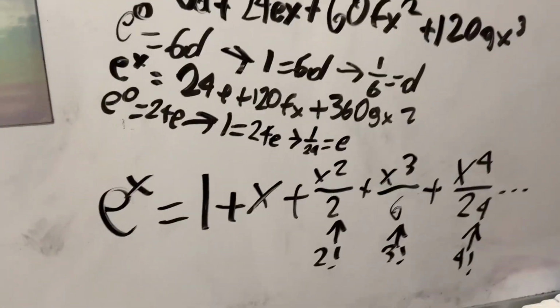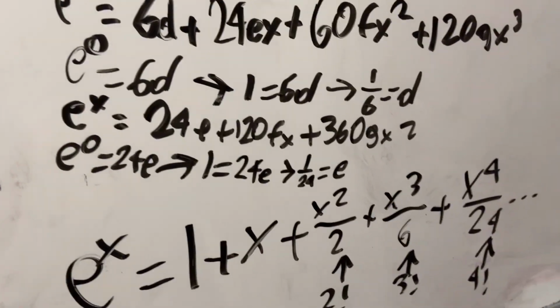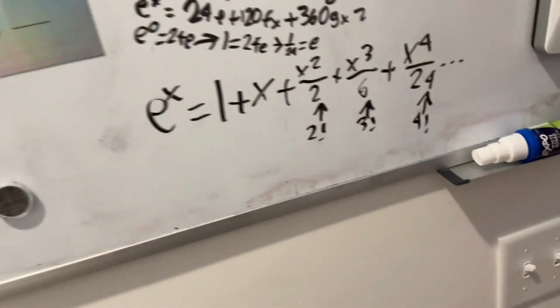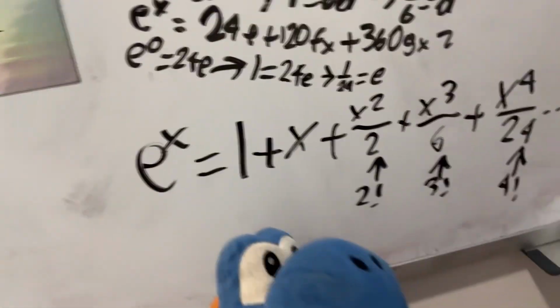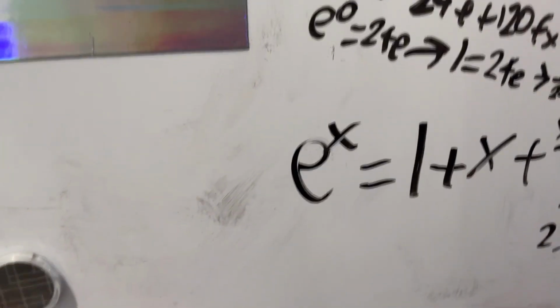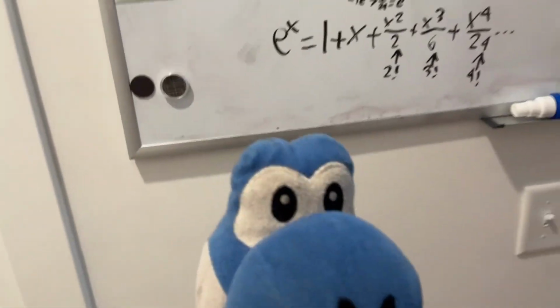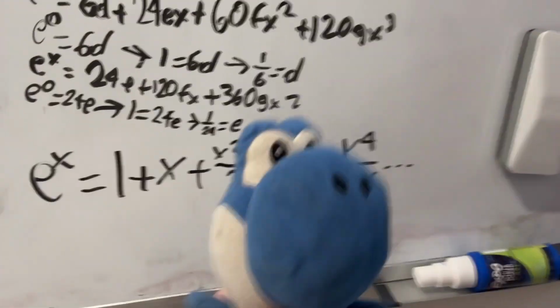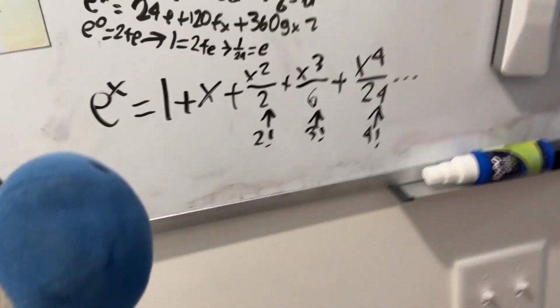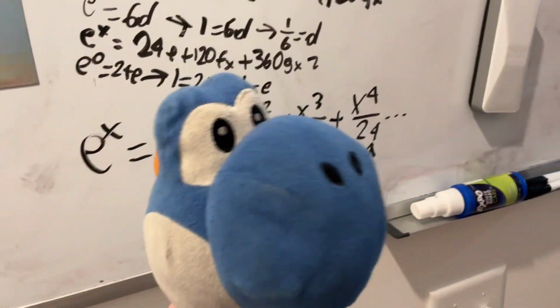Because 1 over 6 is d, 1 over 24 is e, and I did this until I ran out of space. And you may be wondering, wait a minute, 2, 6, 24, are these the factorials? And the answer is yes. E to the x, the polynomial for it is 1 plus x plus x squared over 2 factorial plus x cubed over 3 factorial, on and on forever. So now we know what e to the x should be.